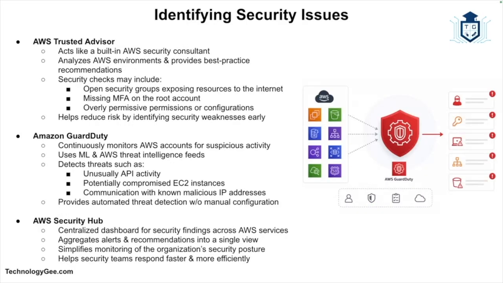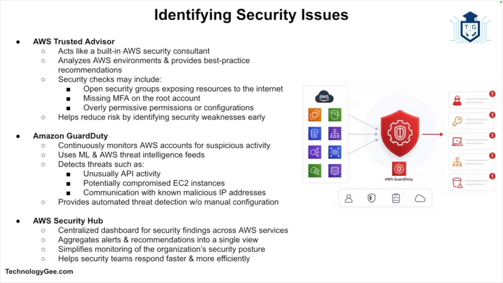All right, so let's move on and talk about AWS services for identifying security issues. So understand that security isn't just about prevention, it's also about detection. You need to know when something goes wrong. AWS provides several services to help you out with that. One of the most important is AWS Trusted Advisor. Trusted Advisor basically acts like a built-in consultant for your AWS account. It analyzes your environment and provides recommendations across multiple categories, including security. So for example, it might warn you if you open security groups exposing your resources to the internet, or if you're not using multi-factor authentication on your root account.